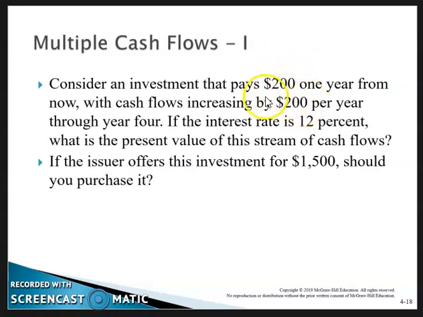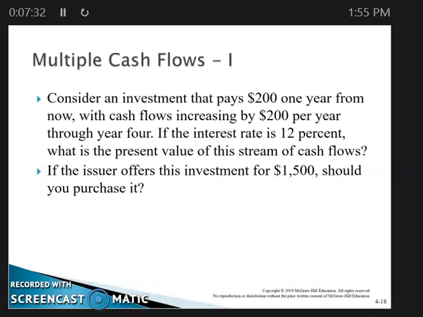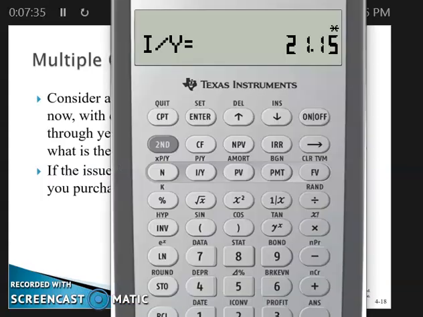I misread that. Okay, so this is $200 in year 1, and increases by $200 in each year up until year 4. It's actually an uneven cash flow. Sorry about that, but we'll go over that calculation. What we have to do here is the cash flow function. So second cash flow, and you always want to clear: second, clear CE, clear the bottom left.